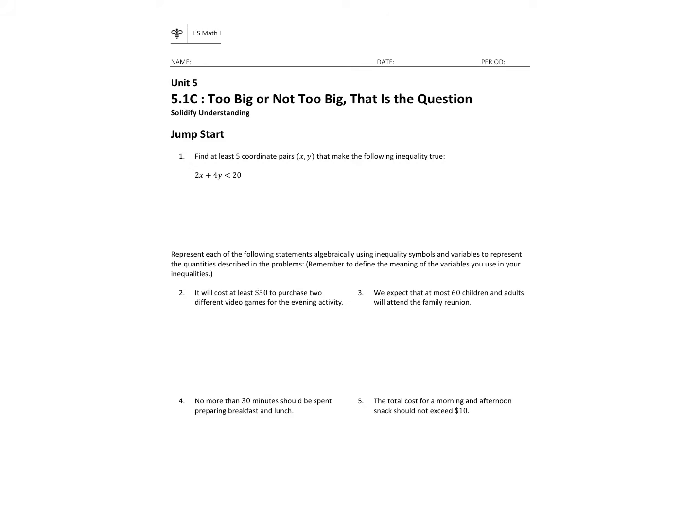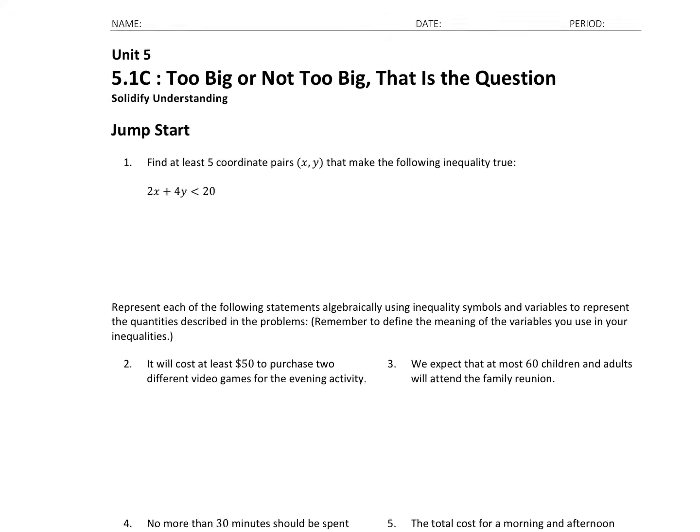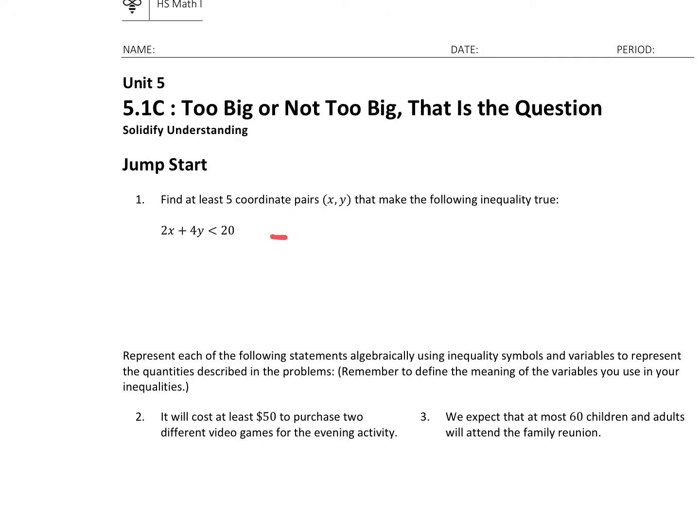The first question says find at least 5 coordinate pairs, x and y, that make the following inequality true. So we need to basically find 5 coordinate pairs that are less than or equal to 20. So I'm thinking 0, 0 is a good coordinate pair. I replace x with 0. 2 times 0 is 0, plus 4 times 0 is 0. So 0 is less than 20.